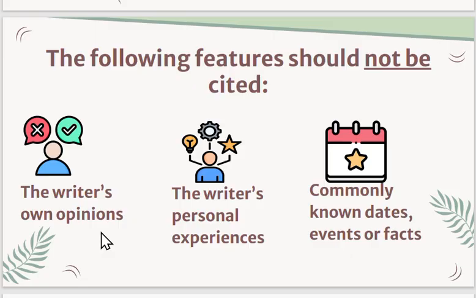Okay. Number 2, the writer's personal experience. If you talk about your personal experience about specific things or a specific event, there's no need to document it, because it is your own experience, not someone else's. The third one, which should not be documented in your research paper, is a commonly known date, event, or fact. There are specific things, a date, event, or fact, which is known to everyone. So there's no need to document it because everyone knows it.